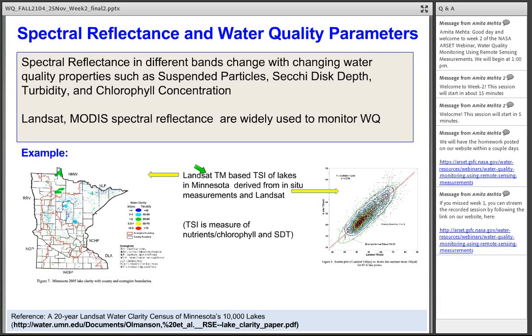and spectral radiances, and then these relationships are applied to different lakes and water clarity is monitored by using these parameters. So in similar fashion, Landsat and MODIS, both of these are widely used to monitor different water quality parameters as listed here.